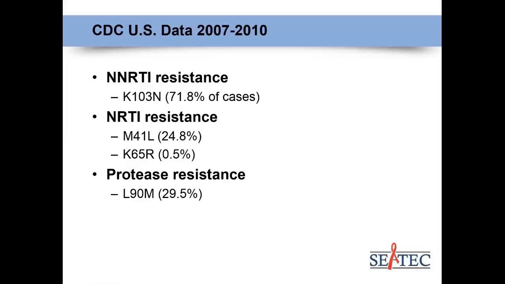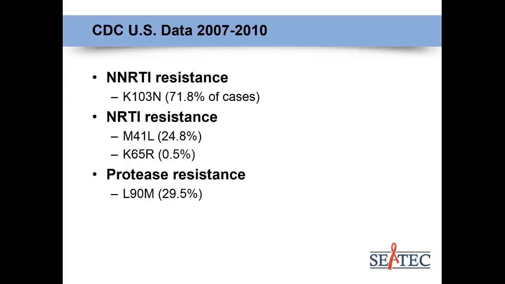Again, from that same CDC data, we can break it down even further. This is not complete data, as you can see, just some samples. In terms of NNRTI resistance, you can see that the majority of what we deal with is a particular mutation called K103N, and that's about 70% of what we see. That's very important because it causes complete resistance to efavirenz and nevirapine, and as you know, efavirenz is part of the popular regimen Atripla.